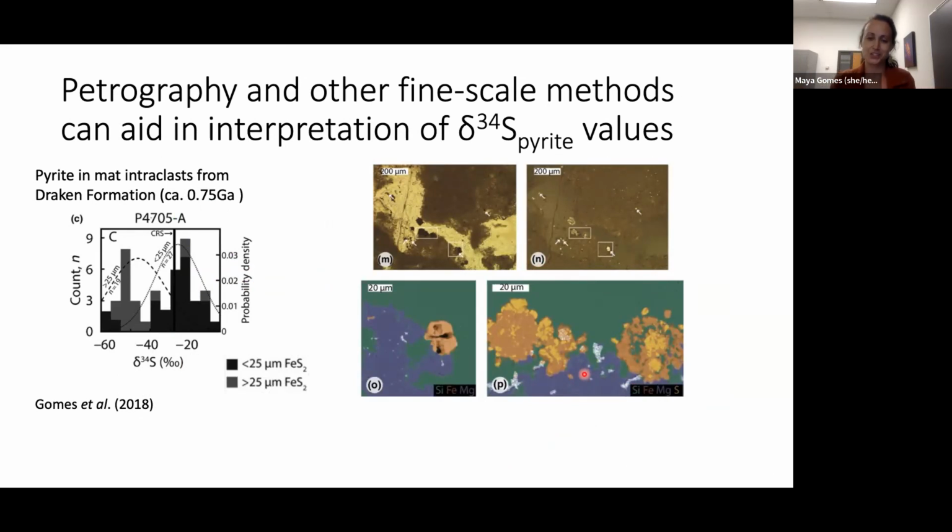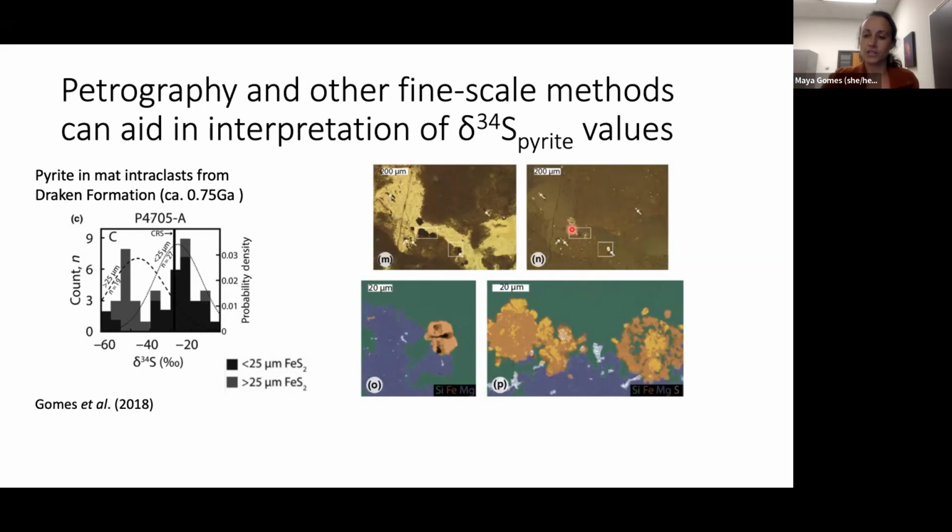So you can't do it on all your samples, but it is useful to look under a petrographic scope, because in this case, what we could see is that there are 2 populations of pyrite grains. There are these small pyrite grains that are finely disseminated in organic rich groundmass. And then there are these larger pyrite grains that are primarily found on the boundary of void spaces.